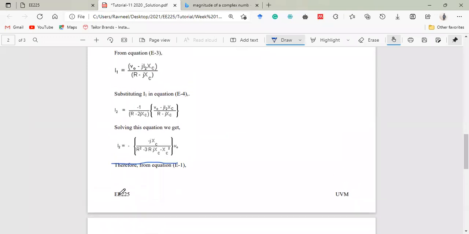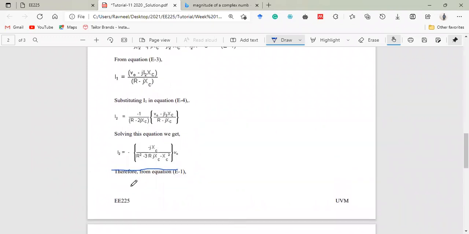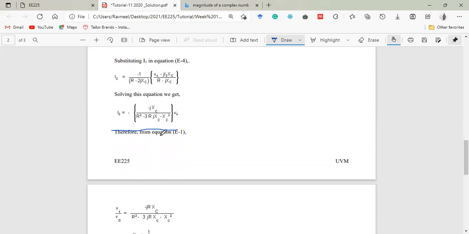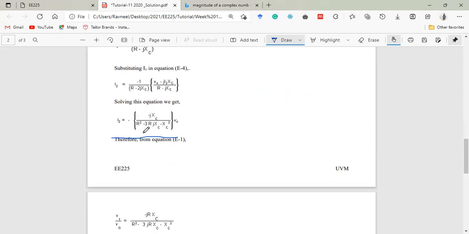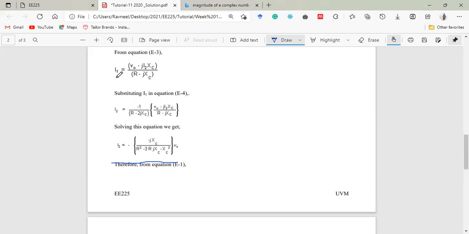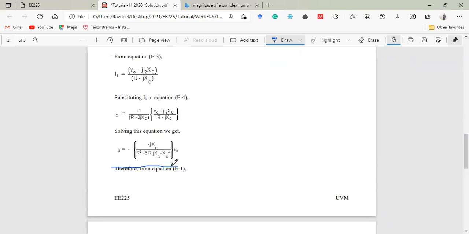In order to find our VF upon V out, we can use equation number 1. Equation number 1 says VF is equal to I2 times R. We know our I2 is free of any other variable. It is mostly in terms of impedance, right? It's not dependent on I1, unlike I1, which is dependent on I2. So I2 is not dependent on I1, so we can directly take this and substitute it into formula 1, right? That is going to give us this particular term times this, right?